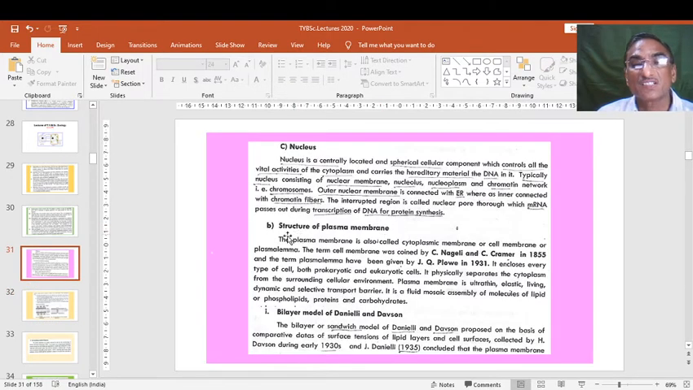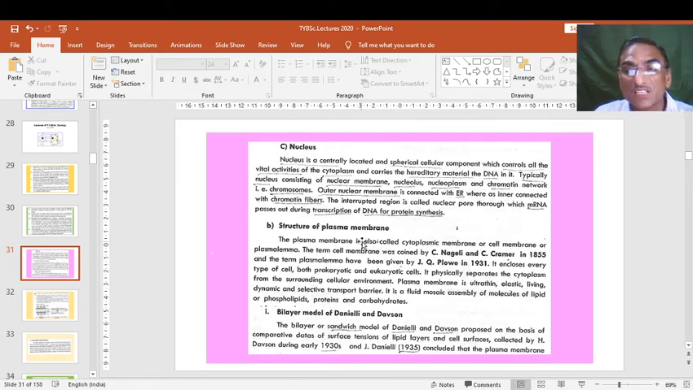Next one is the structure of plasma membrane. So this is all about cell organelles that we have seen. Now in detail in the syllabus, the second point is the structure of plasma membrane. The plasma membrane is also called the cytoplasmic membrane, or we can say the membrane which encircles or binds all the cytoplasmic matrix is called plasma membrane, cell membrane or plasma lemma.